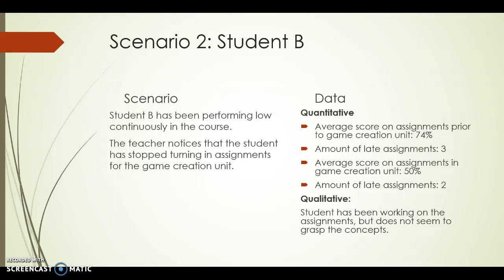Quantitative data. The average score on assignments prior to game creation unit is 74%. The student had 3 late assignments. The average score on assignments in the game creation unit is 50%. The amount of late assignments in the game creation unit is 2. Qualitative data. The student has been working on the assignments, but does not seem to grasp the concepts.